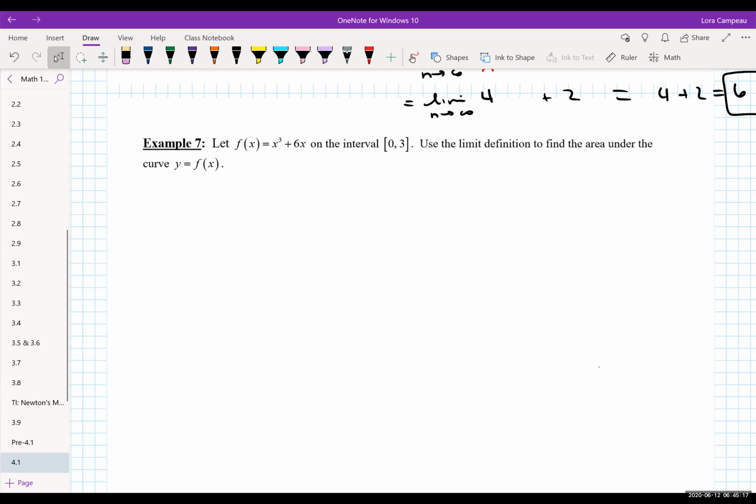So let's play. Example 7. It's the same idea. Again, there's that limit definition. And if that helps you to remind yourself what the limit definition is, maybe you start off by writing what it is.